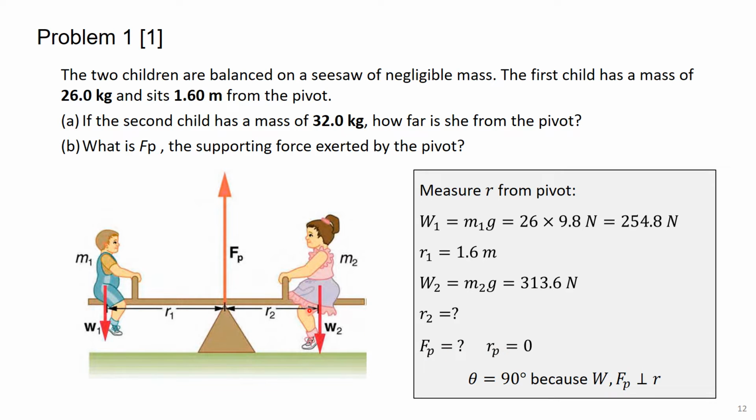And the angles must be 90 degrees here because the beam is horizontal and the forces are vertical. So the angle between them must be 90 degrees. So we know all this, we can take them to the next slide.